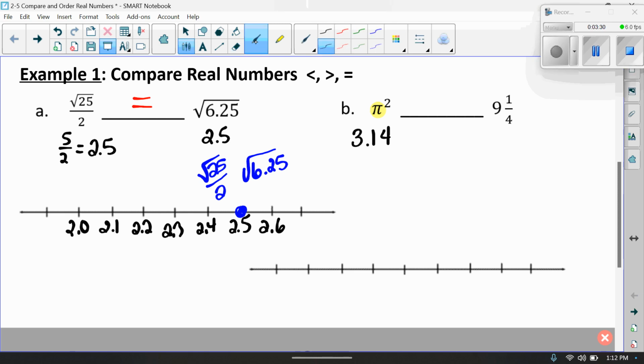Now we have 9 and 1/4. You can change 1/4 to a decimal. That's one that you should know. So what is 9 and 1/4? 9.25. Very good. I should have left that up there because this says pi squared. So we want to take 3.14 and square that, and this gives us 9.8596. And of course, 9 and 1/4 is what again?